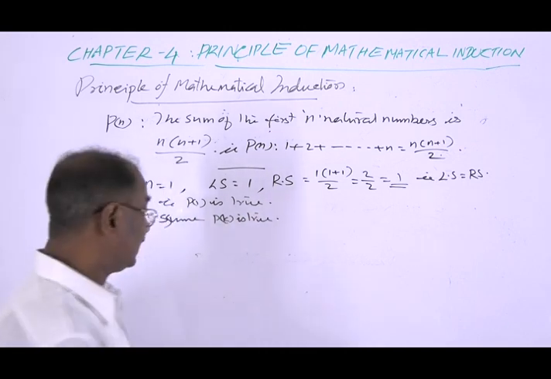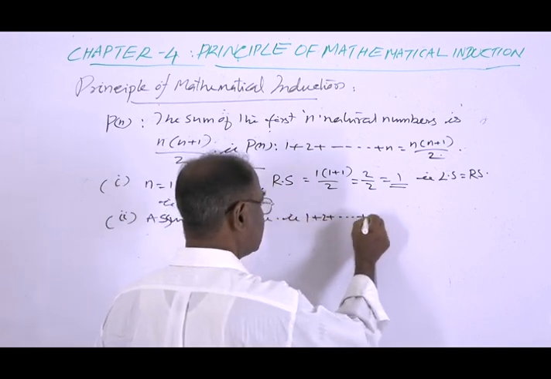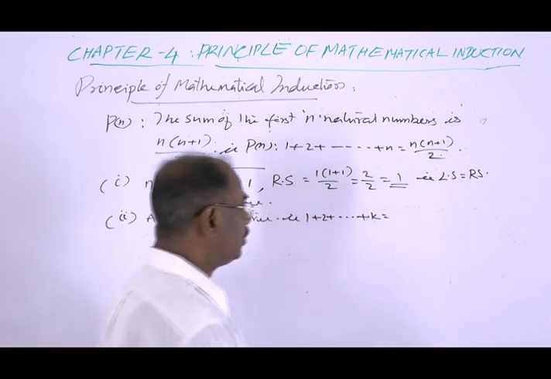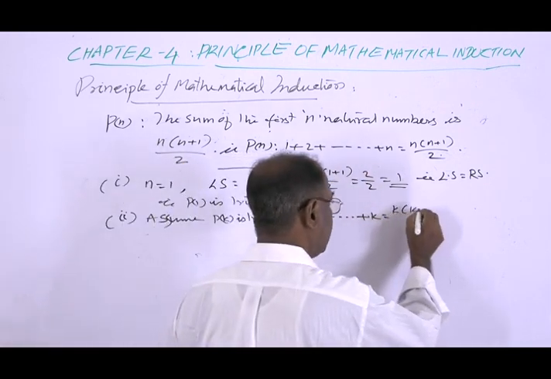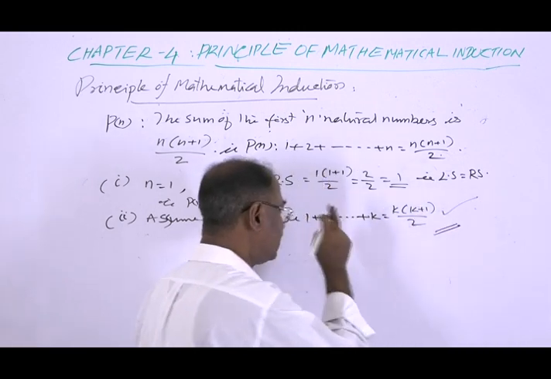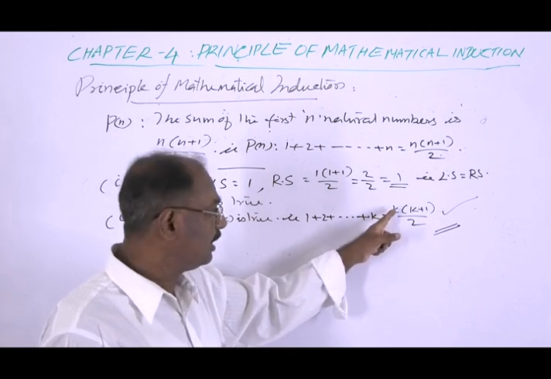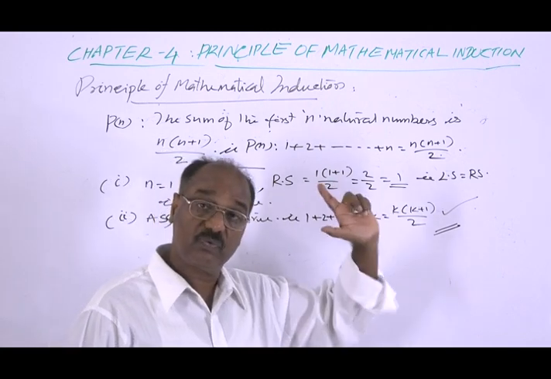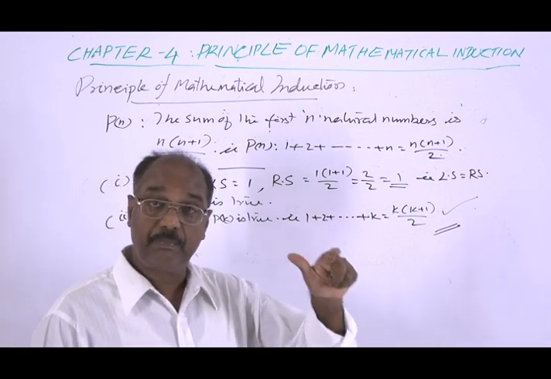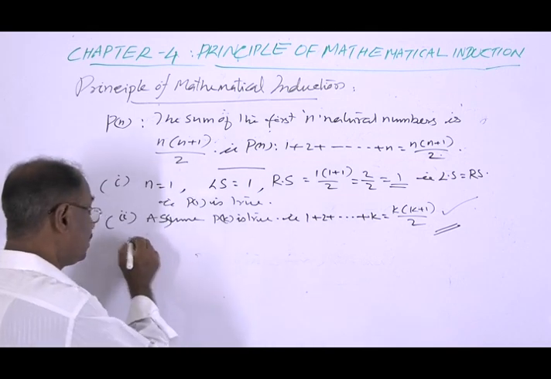Pk is true. That is, 1 plus 2 plus etcetera plus k is equal to k into k plus 1 divided by 2. This is our assumption. That is, the sum of the first k natural numbers is given by k into k plus 1 by 2. This is true for n equal to k. Then we want to prove Pk plus 1 is also true.